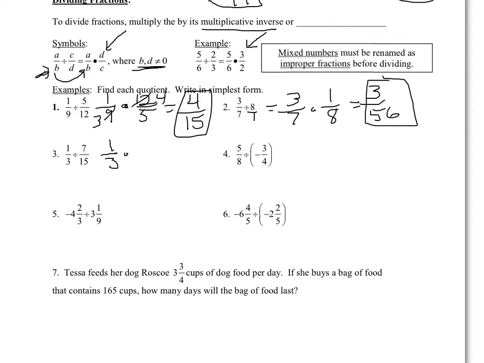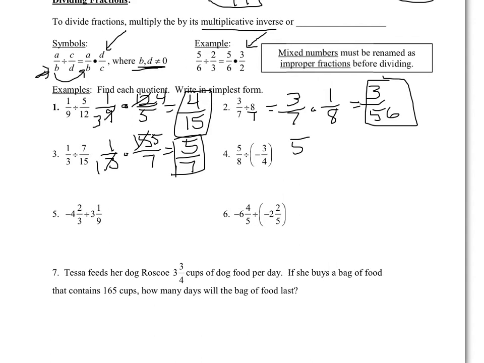Change it to multiplication, and we'd have 15/7 for our reciprocal. Now we can do some cross dividing. 3 divided by 3 is 1, 15 divided by 3 is 5, and we end up with an answer of 5/7.